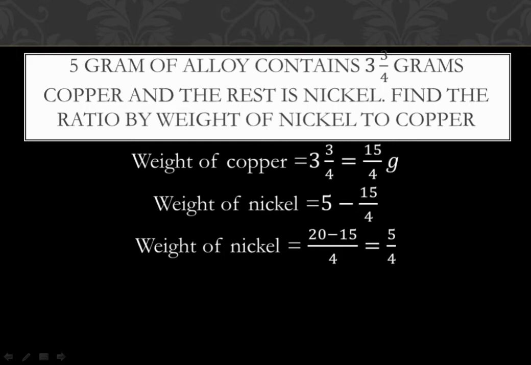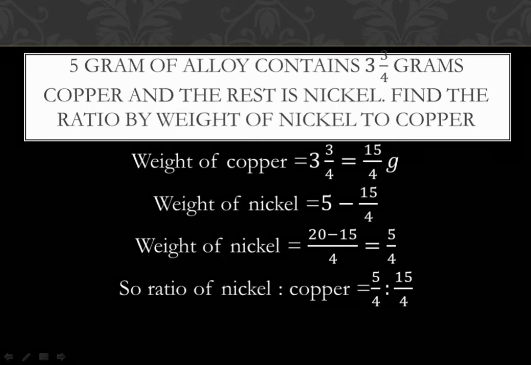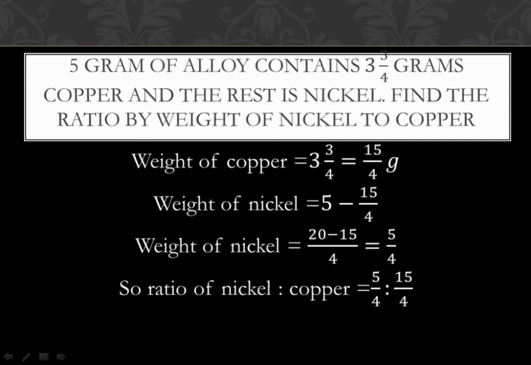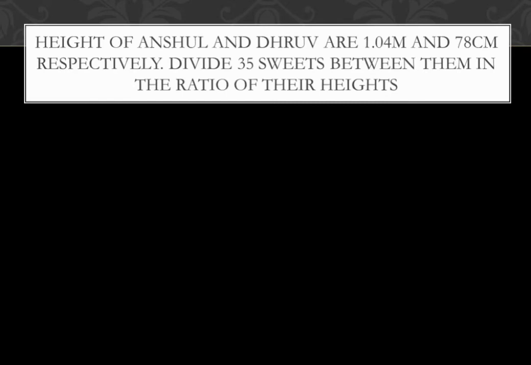So here now we want the ratio. So ratio of nickel is to copper will be 5 by 4 is to 15 by 4. Now 4 I can eliminate, and 5 and 15 can both be divided by 5. So here directly I can write 5 is to 15, eliminating 4, and then dividing them by 5, I will get 1 is to 3. So this is our ratio and this is our required answer. Now we come to the next.